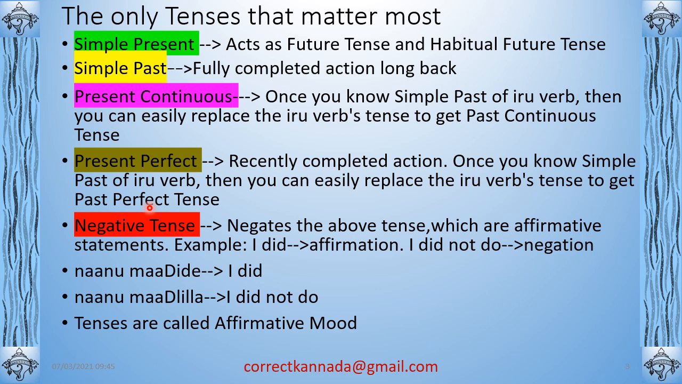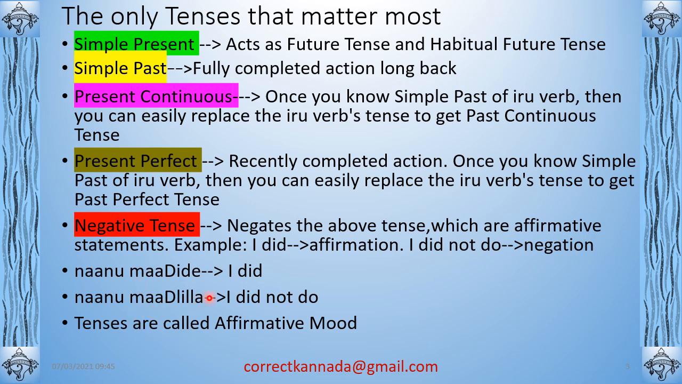ನೋಡಿ. ನಾನು ಈ movie ನೋಡಿದ್ದೀನಿ. I have seen this movie, right? Or you can say ನಾನು ಈ movie ನೋಡಿದ್ದೆ, right? I had seen this movie. Depending upon the context, past perfect and present perfect have different purposes, but present perfect is the most commonly used. Then you have the negative tense, very important, which I mentioned just now.